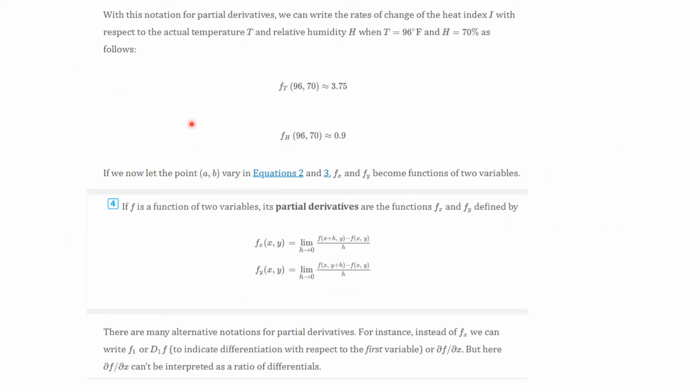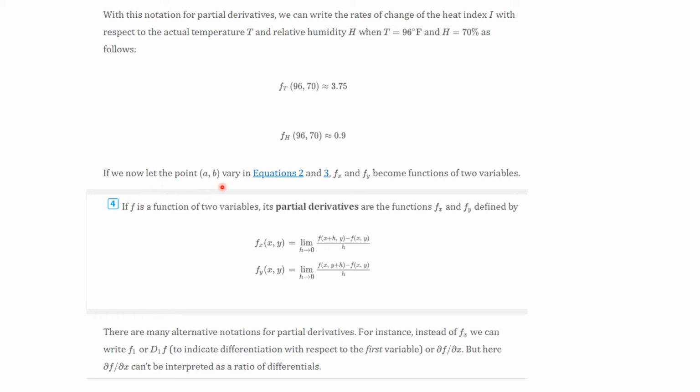With this notation for partial derivatives, we can return to our original example and write the rates of change of the heat index with respect to the actual temperature, T, and the relative humidity, H, when T is 96 and H is 70%, as F sub T of (96, 70) was approximately 3.75, and F sub H of (96, 70) was approximately 0.9.